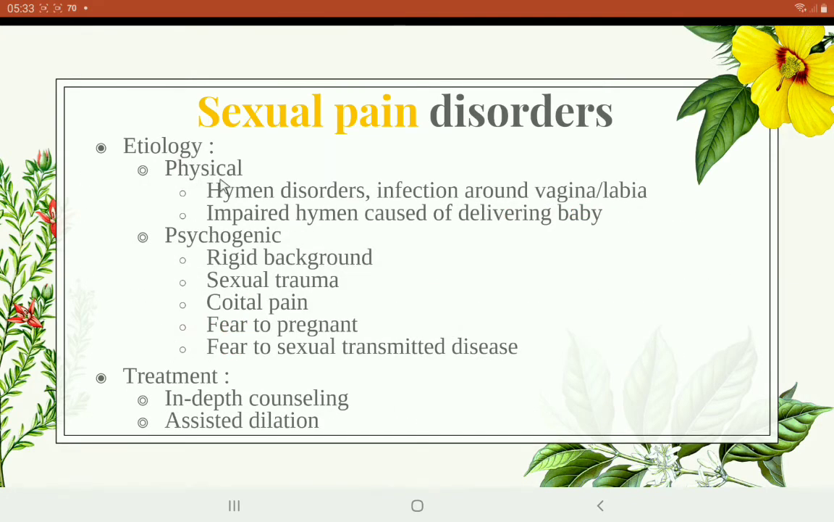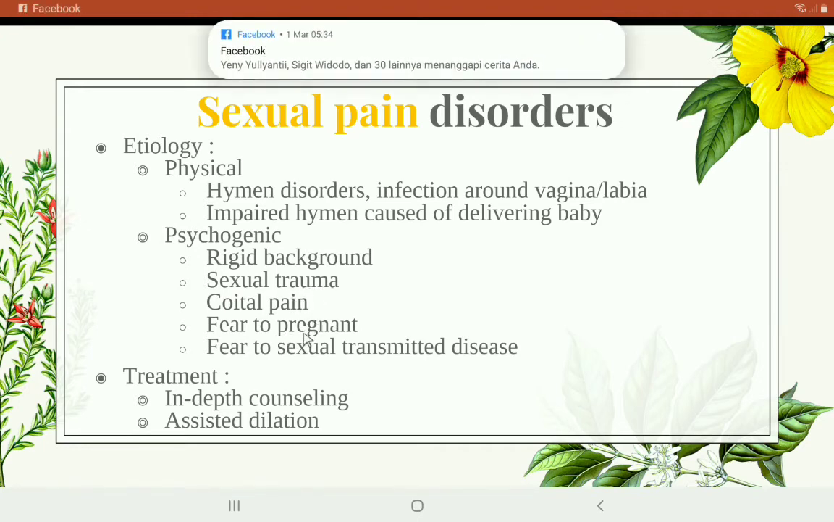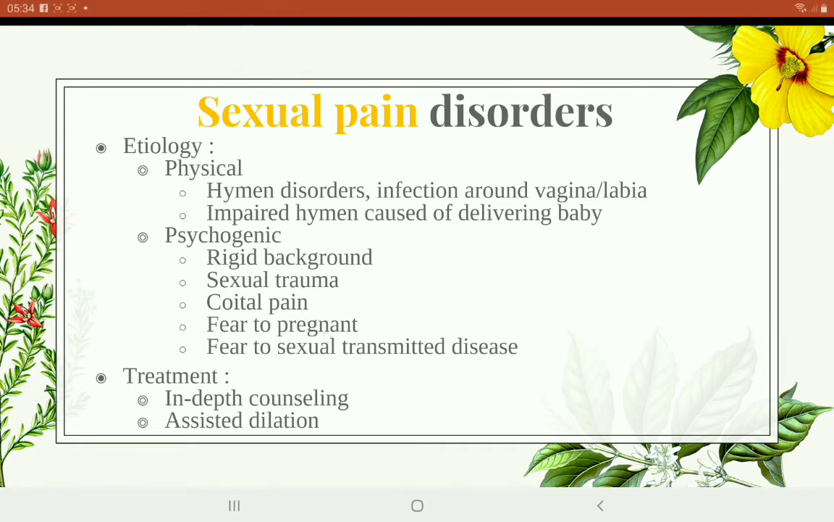Physical etiology is like hymen disorder, infection around the vagina, and also impaired hymen because of delivering a baby. And the psychogenic etiology is rigid background, sexual trauma, coital pain, fear of pregnancy, and also fear of sexually transmitted disease. And the treatment is in-depth counseling and assisted dilation.